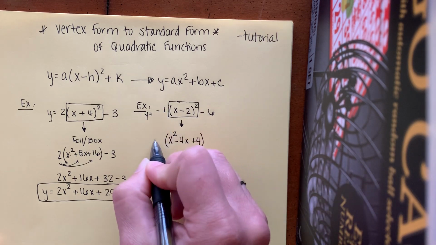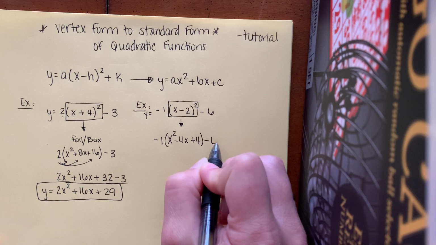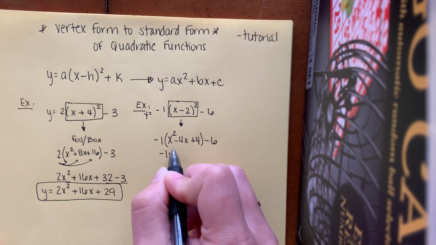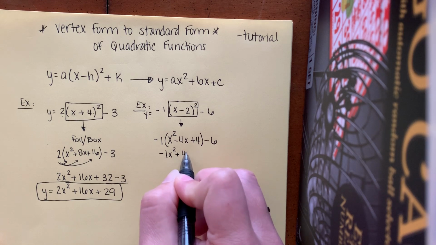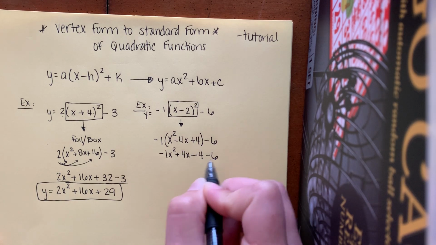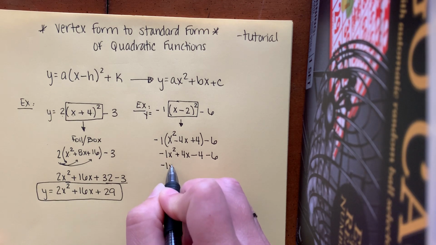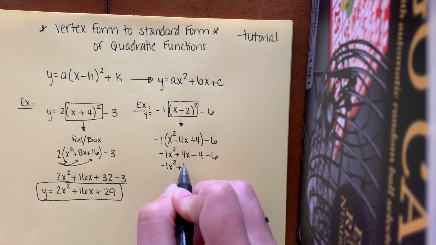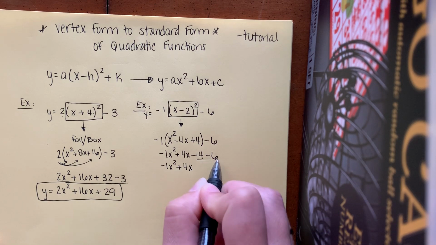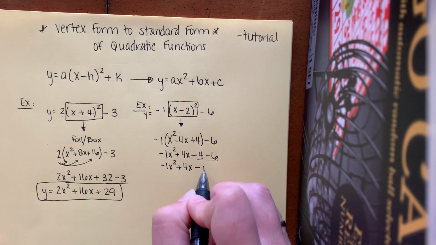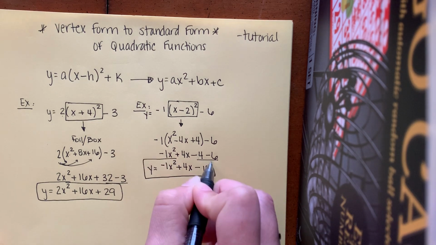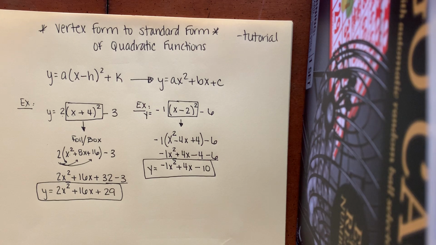Put that back in the house because I have to bring down my a value and my k value. Distribute gives me -1x squared plus 4x minus 4. Bring down your -6. Combine like terms. So my -1x squared stays as is, just like the 4x. When I combine my -4 and my -6, I get -10. Don't forget your y equals in the front. And there is your equation in standard form.